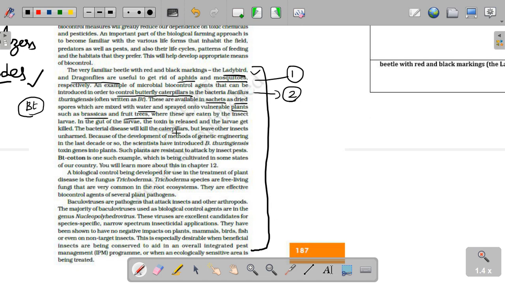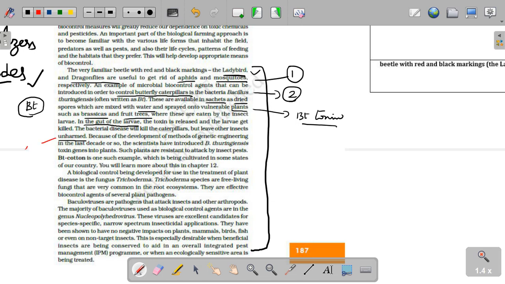Once this chemical Bt toxin goes into the insect or pest body, it will destroy the digestive system of that particular larva, of that particular species of caterpillar or butterfly. This is how this bacterial disease will kill the caterpillars but leave other insects unharmed. This is the basic principle you should remember.